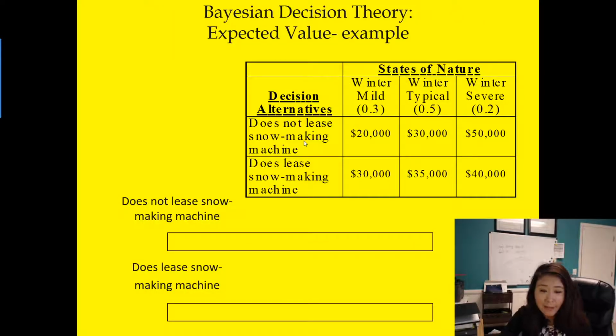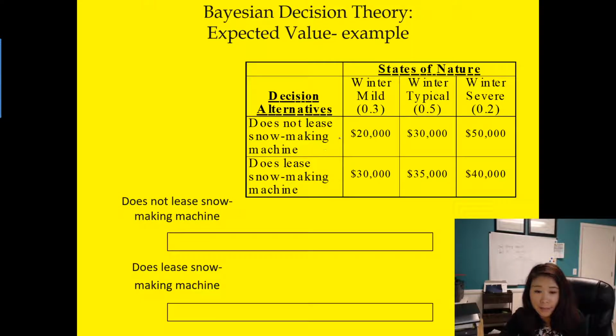So we'll look at the same case, the snowmaking machine. We have two decision alternatives. Therefore, we have two expected values. One is the expected value for not leasing, and the other is the expected value for leasing.